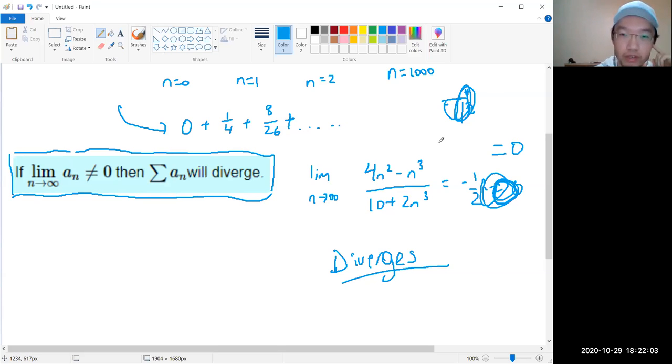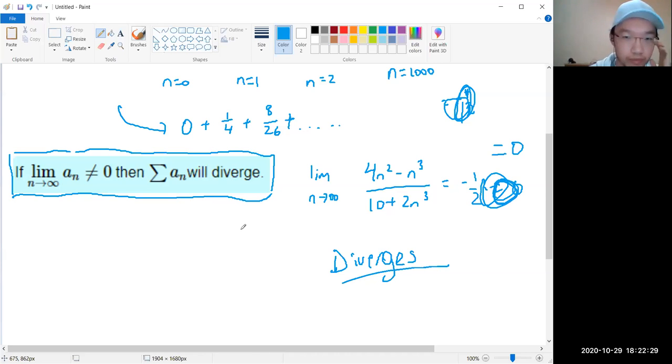The answer is no, because the divergence test just gives you a condition to test for something that will lead to divergence. If you get a limit of 0, that can either mean converge or diverge. So that doesn't really help us. It's only when you get a limit that's not equal to 0 that you can reach a conclusion. So just be careful on that.